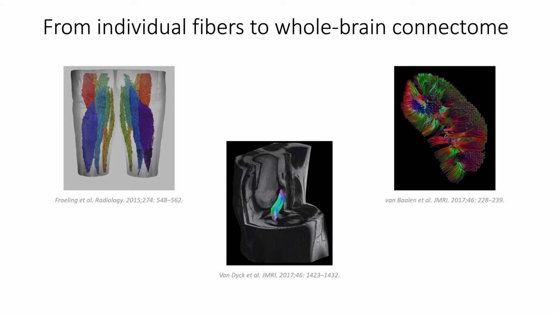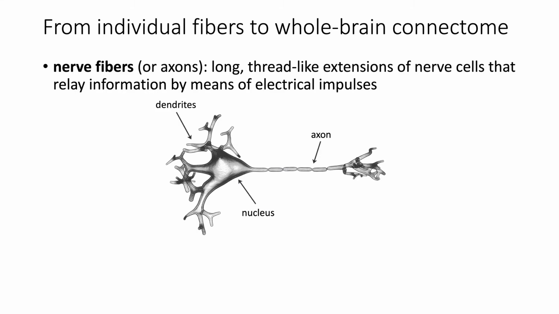Although fiber tracking can be performed on non-brain tissues such as muscle, ligaments, and renal pyramids, its primary application domain has always been the central nervous system, and more particularly the brain's white matter. White matter is composed predominantly of bundles of myelinated nerve fibers, or axons, and these axons are long, thread-like extensions of nerve cells that connect specific brain regions and relay information by means of electrical impulses.